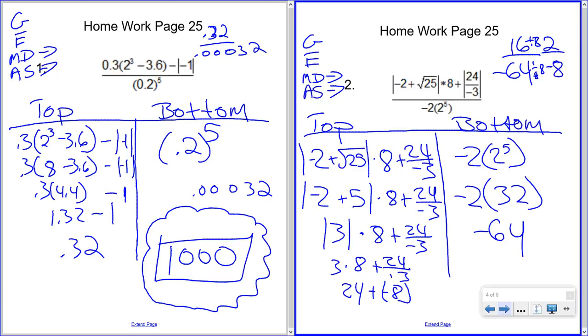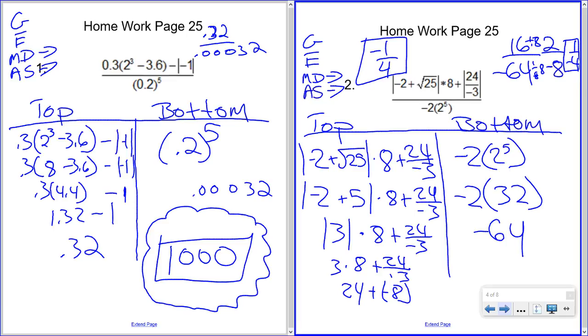So now we have 2 over 8. There's another number that can go in there, so that's going to be 2. You're going to have 1 over -4. All right. So your answer is, we can write that one here, 1/4 or -1/4. All right, let's move on.